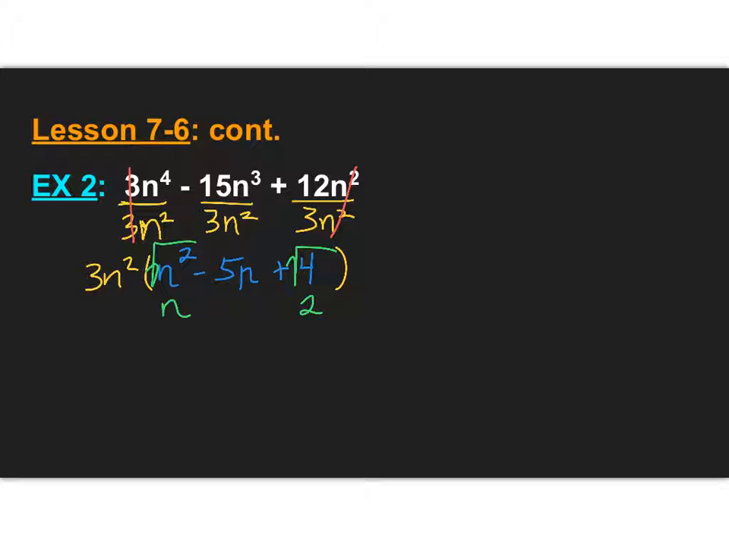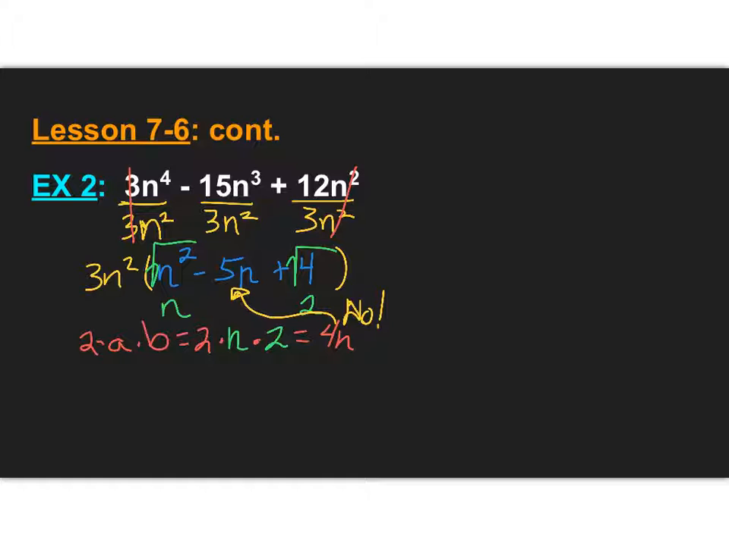And my test, remember, is 2 times a times b. That's the last test we apply. So 2 times our a is n and our b is 2. And so 2 times n times 2 is 4n. And you want to compare that to your middle term. No, it does not match. So that just means it's not a perfect square trinomial. That doesn't mean it's not factorable. It's just not a perfect square trinomial. So we have to then look at the next question.